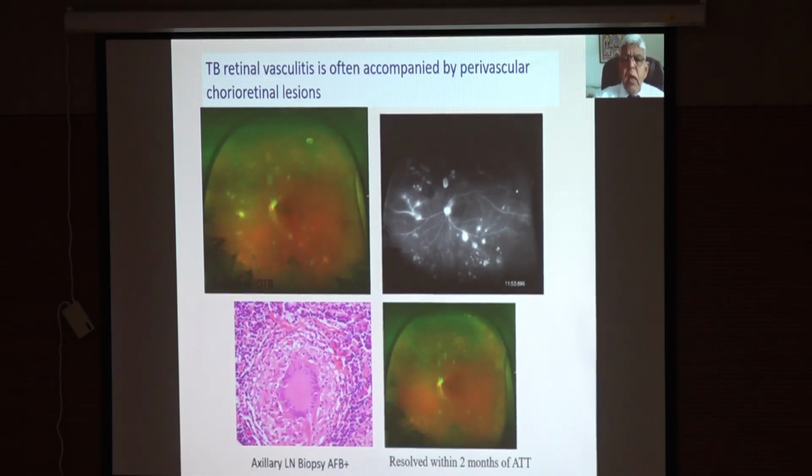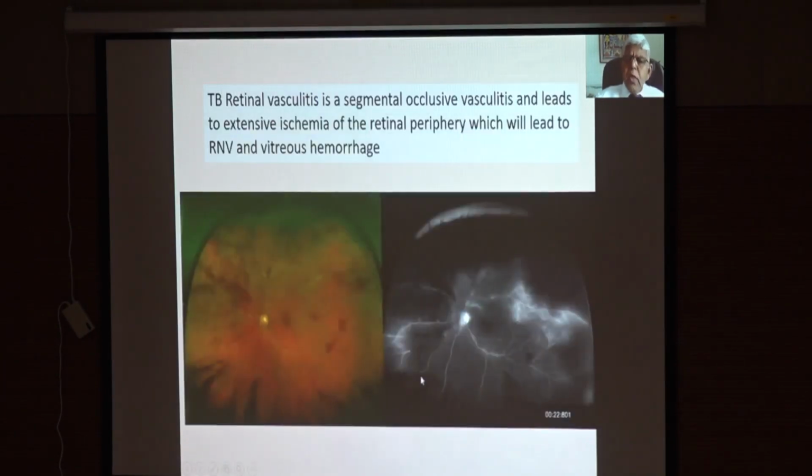Now, this patient we were interested to look at, and we found that one of his axillary nodes was accessible to lymph node biopsy, which we did, and we found a TB granuloma along with AFB positivity. This patient was put on anti-TB drugs, 4-drug therapy, which is standard care, and these lesions resolved within a matter of 2 months. These lesions, the TB vasculitis, typically are segmental, and they're occlusive vasculitis.